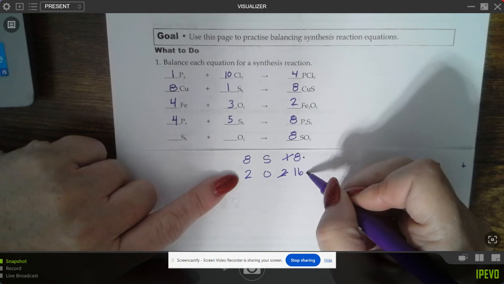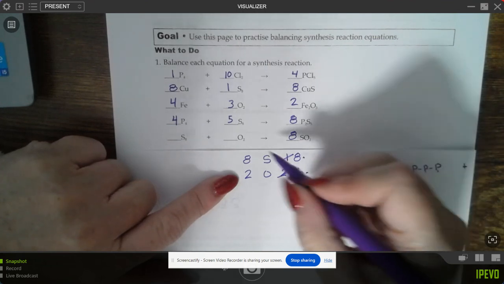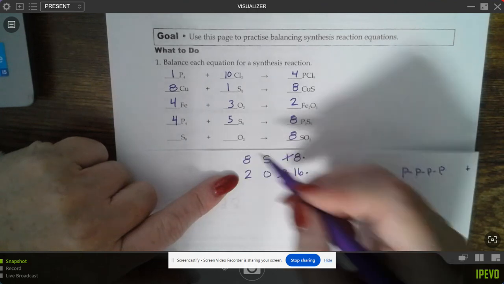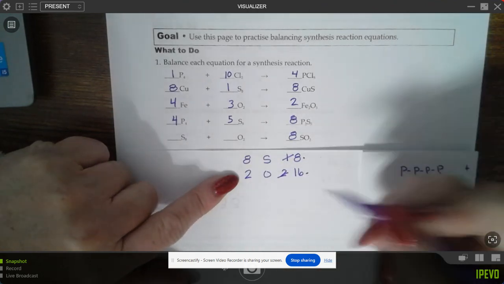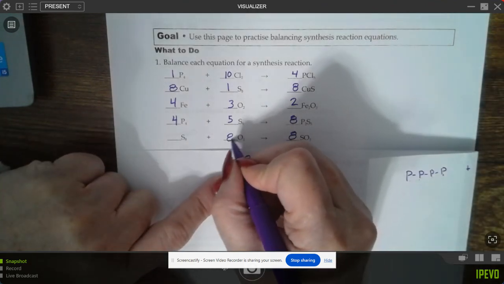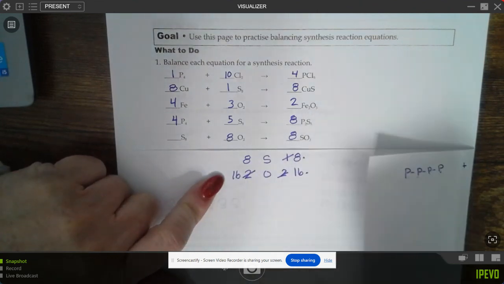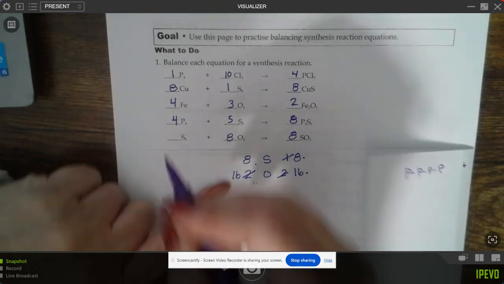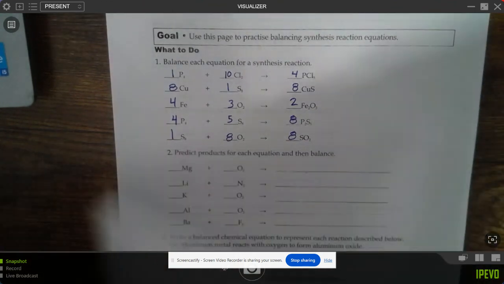I just need to balance my oxygen. So here I have 2. What do I multiply by 2 to get 16? 8, right? 8 times 2 is 16. So now sulfur is balanced, oxygen's balanced, my equation is balanced.